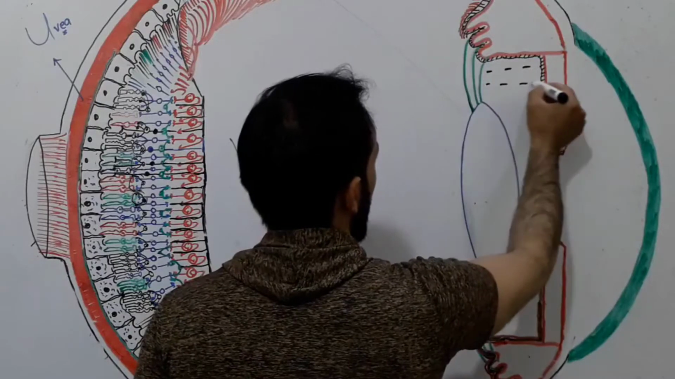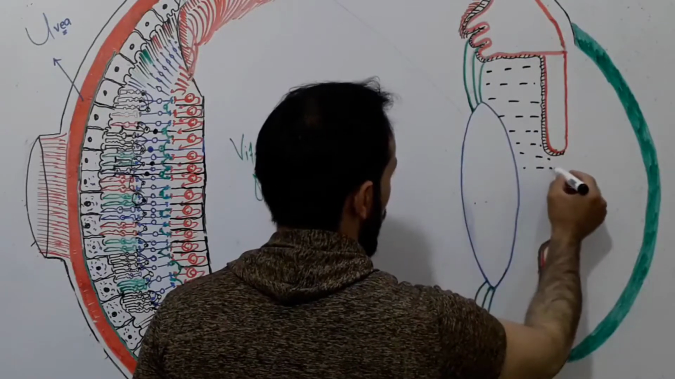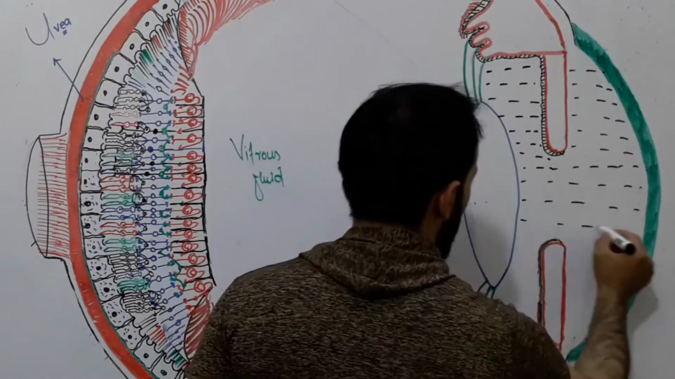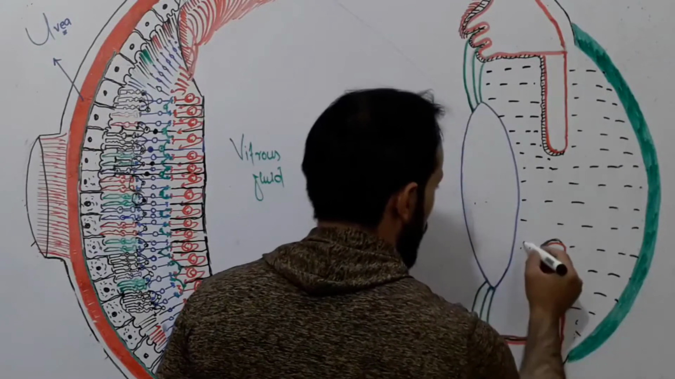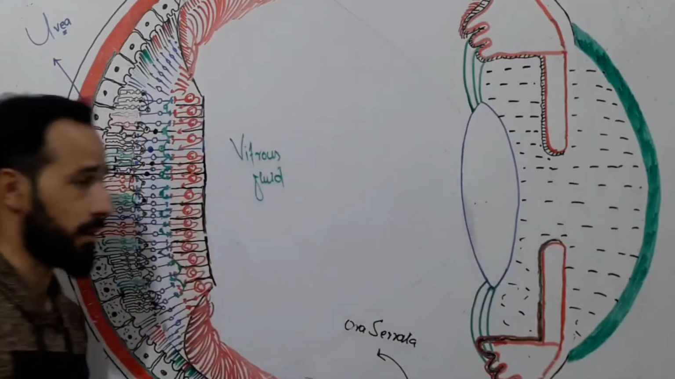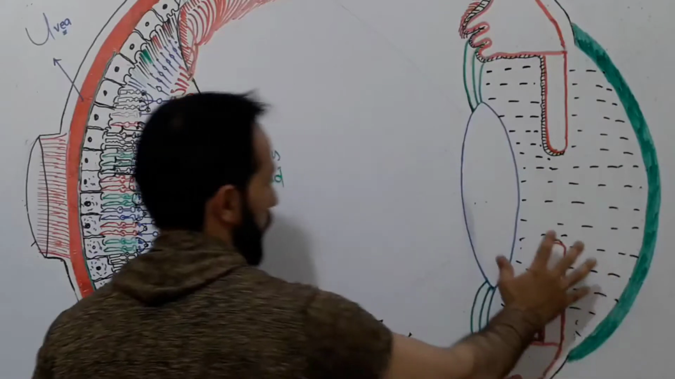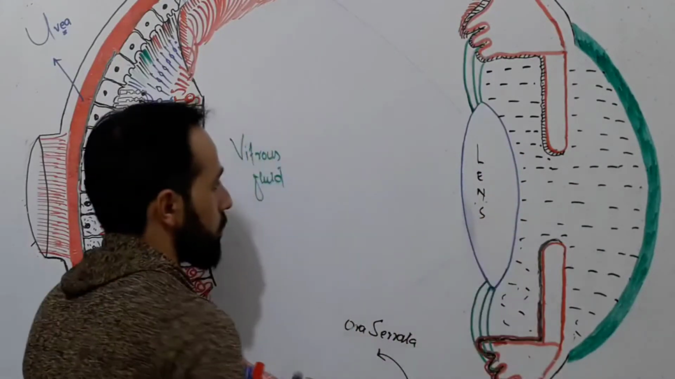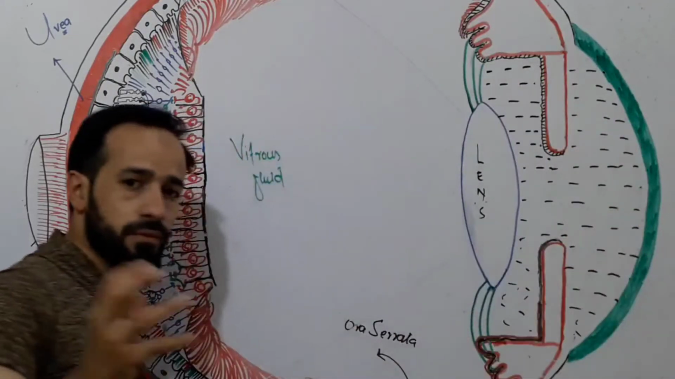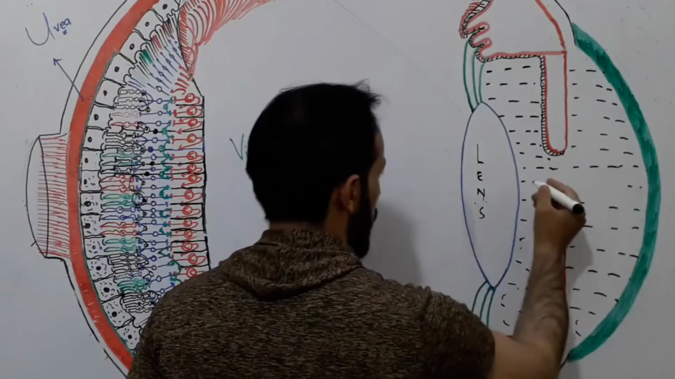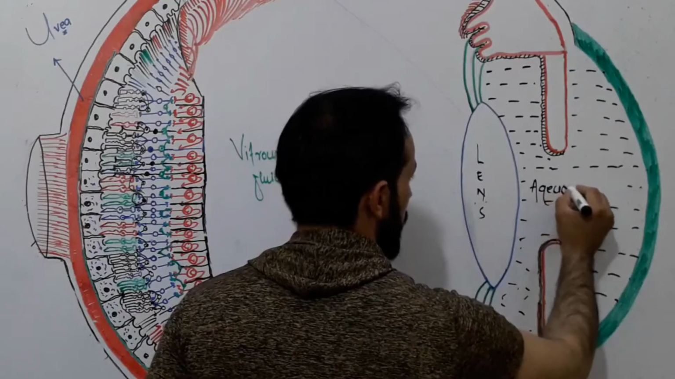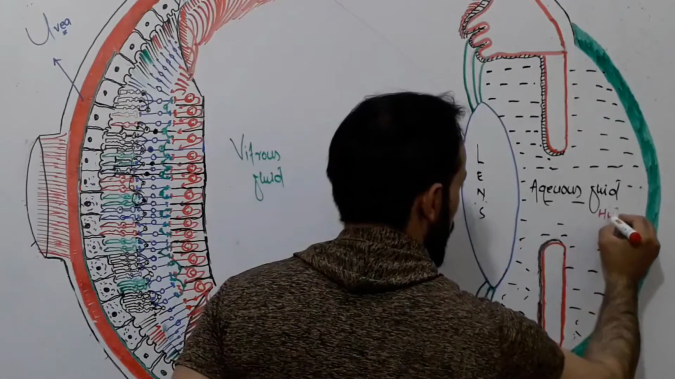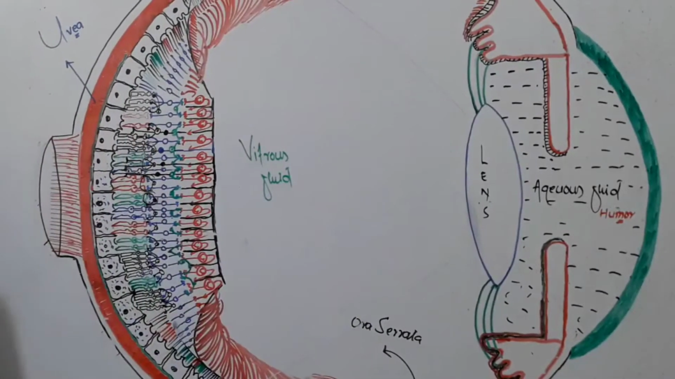So here we have our aqueous fluid, and in this lecture we are going to discuss it: its composition, its preparation, where it is prepared, and how it drains out of the body, which is very important. We should know why this fluid is present here and what its importance is. In front of the lens and behind the cornea we have a very specialized fluid system called the aqueous fluid, or aqueous humor. Right friends, so now we are discussing the aqueous humor.